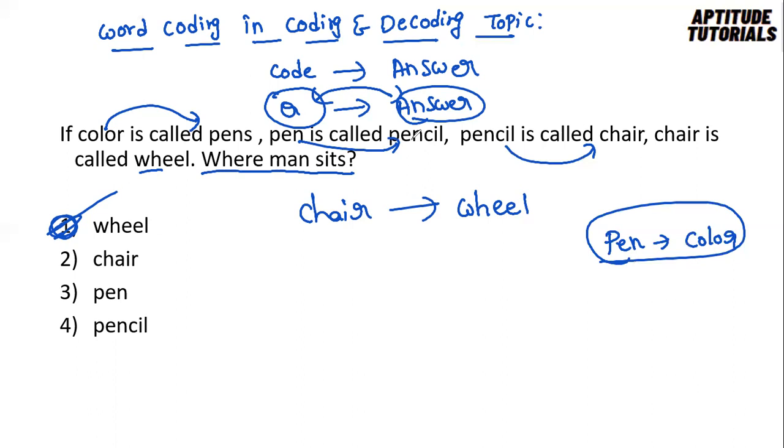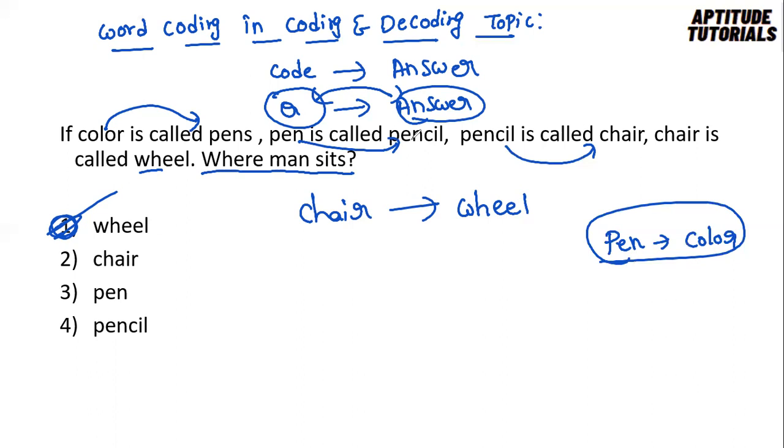And make sure whatever is the answer for the question that you got, that answer needs to be coded for the respective word given in the question. My answer is chair, as where man sits means my answer is chair. Chair is coded as wheel. That's it. And also one more important point, you should not code it till the end of the question.